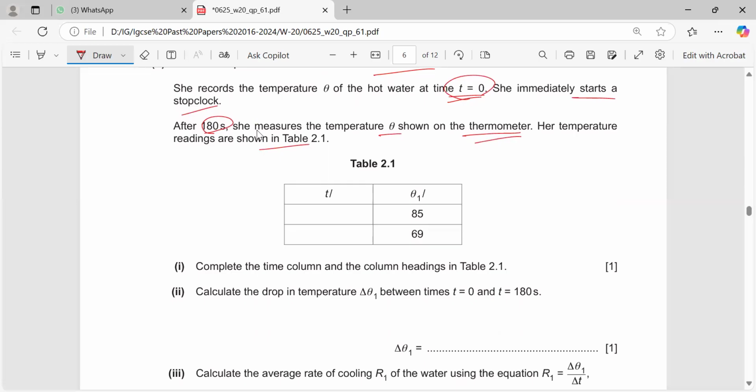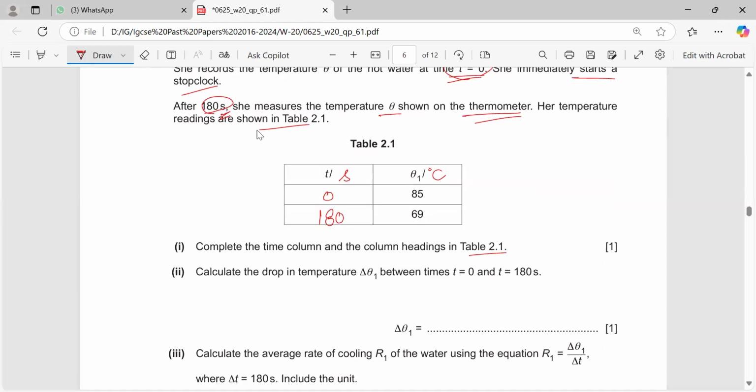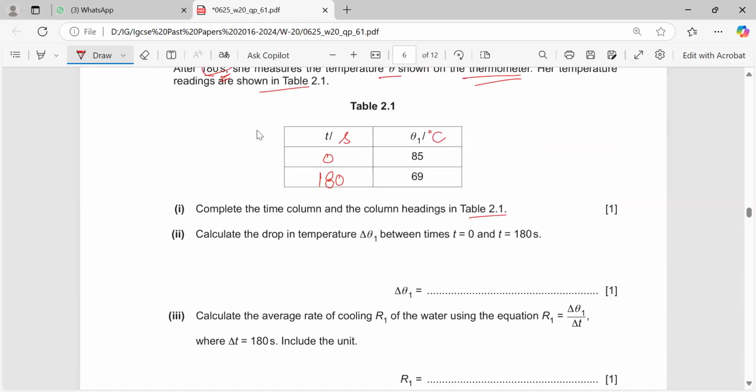Complete the time column and the column headings in table 2.1. So column headings and time column. Time column, he started from 0 and finally he measures the temperature at 180 seconds. The time is in seconds, and temperature of course in degrees Celsius. So time column is completed and column headings are also completed. Be very careful. It is always asked in exam in paper 6. Calculate the drop in temperature, fall in temperature, delta theta 1, between t equal to 0 and t equal to 180 seconds, in degrees Celsius.